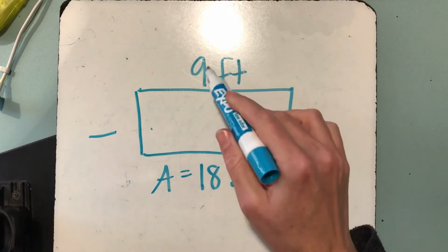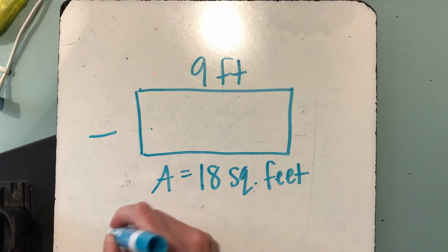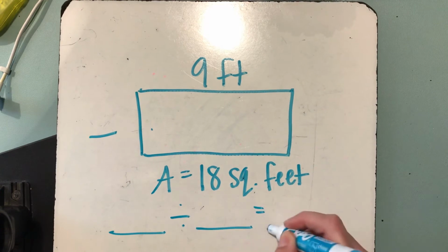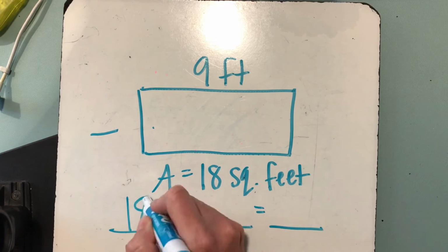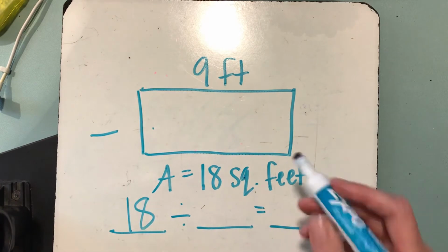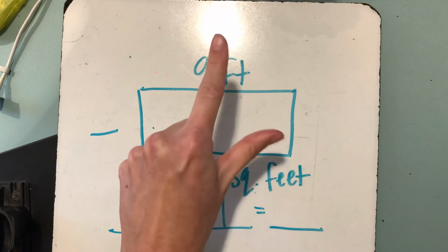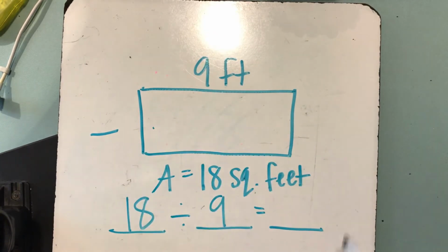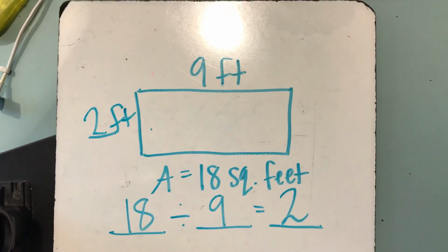Well, if I know one of the sides and I know the total of the area, that means I'm going to divide. Set up my division problem. What goes first? 18, right? 18 divided by, I know one of my sides, 9 equals what? Well, let's skip count by what? 9 until we get to 18. 9, 18. How many times did I skip count? 2 times. So my missing side is 2 feet.